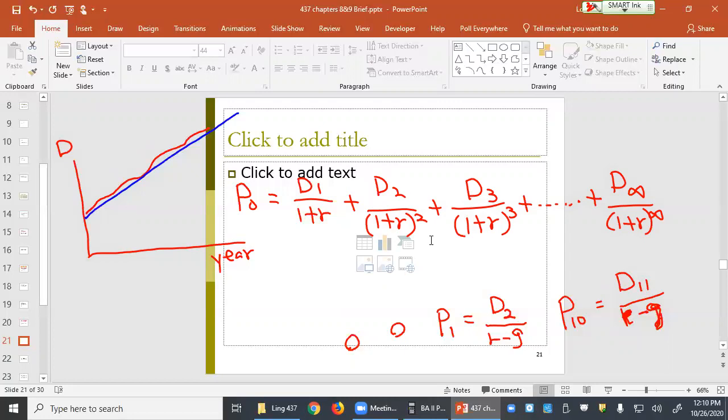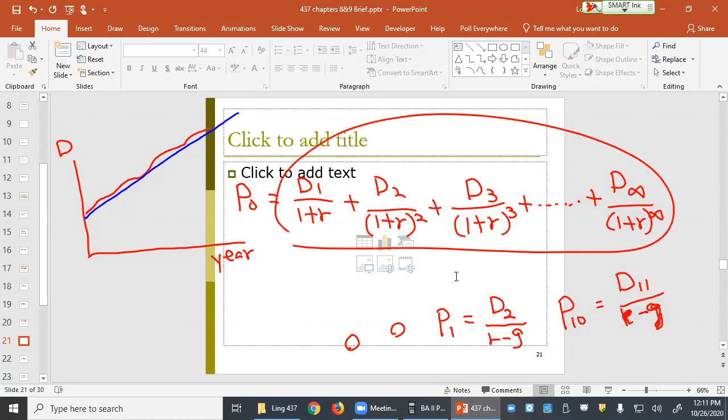We saw that in chapter 4. So if we are not able to simplify this calculation, it can literally take us forever to find P0. But after going through the derivation that we saw in chapter 4, the whole calculation can be simplified into D1 divided by R minus G. So rather than spending forever to find P0, we can solve for P0 in less than a minute.